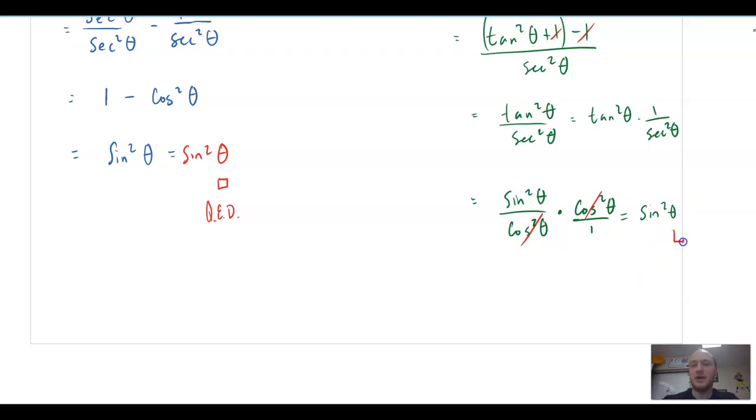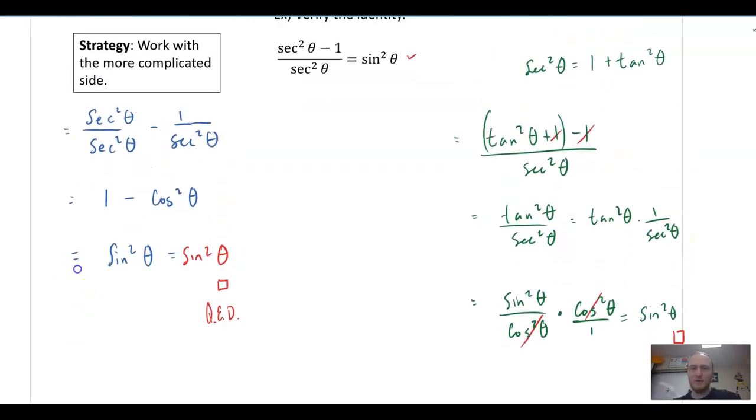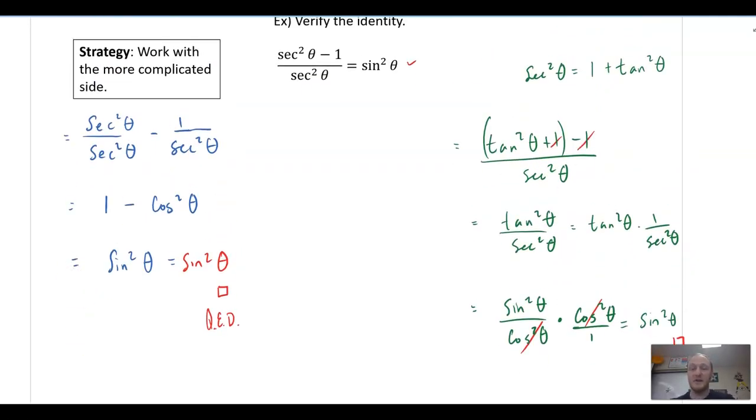Okay, sine squared theta, hey, boom, QED. I did it. Done. Okay, and we have just verified. That's verifying, right? So again, you're just swapping out. This is equal to this. This is equal to this. This is equal to this. And really, a lot of it comes from recall, your memory, being able to memorize those identities.